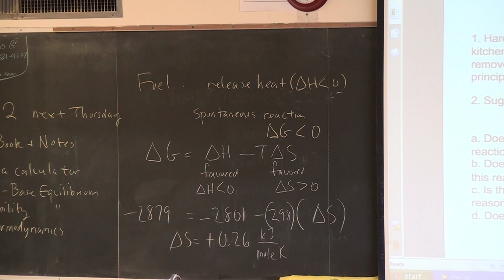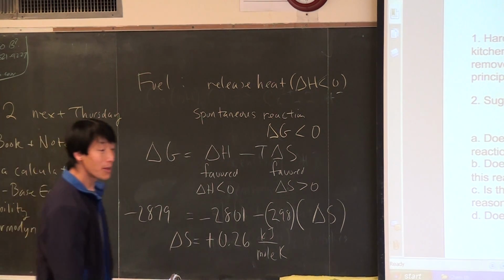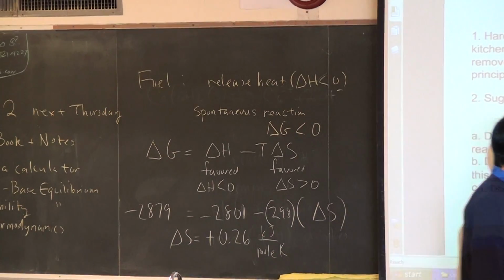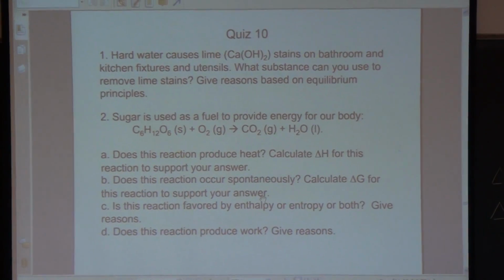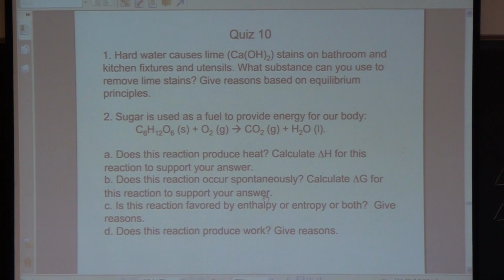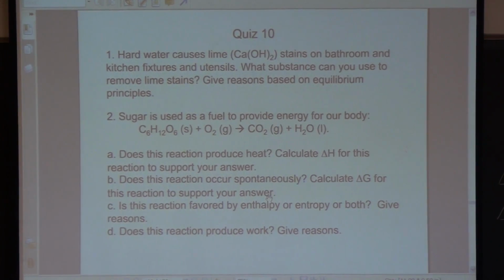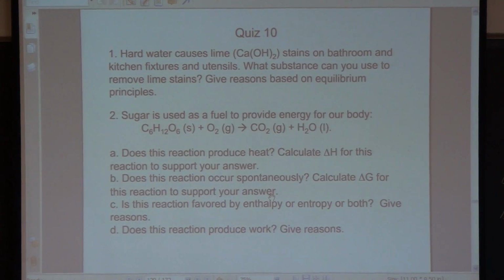Okay, part D, does this reaction produce work? So maybe the other question is, would this be a good fuel? Would glucose be a good fuel to use in your car engine? You run out of gas, just get some glucose and pour it in your car engine. See if that works.